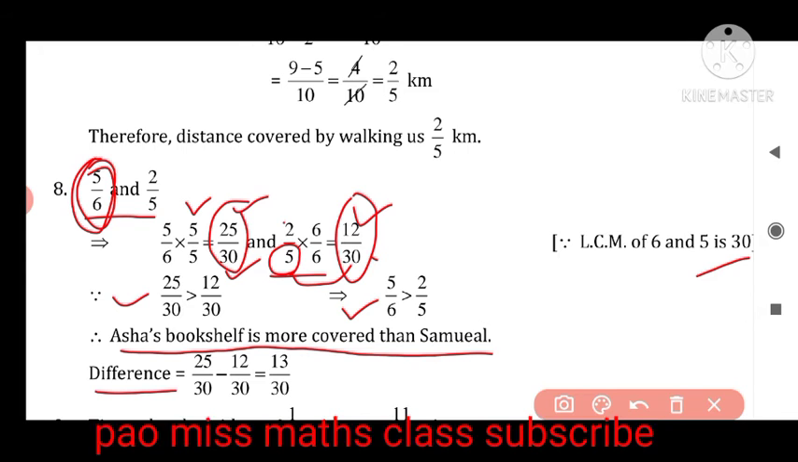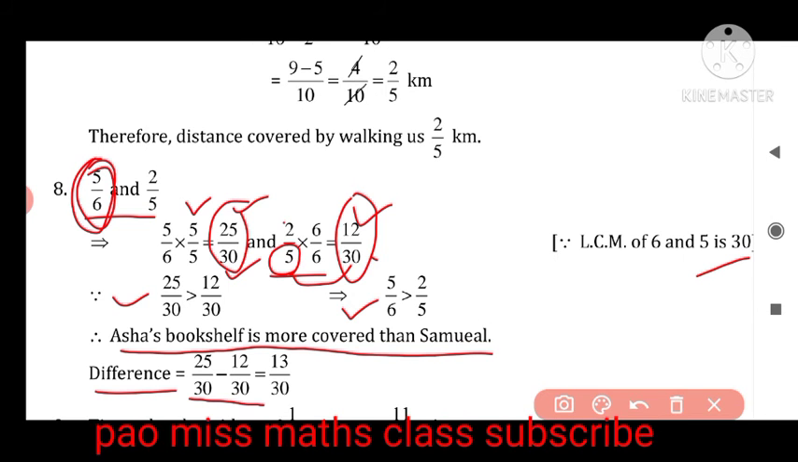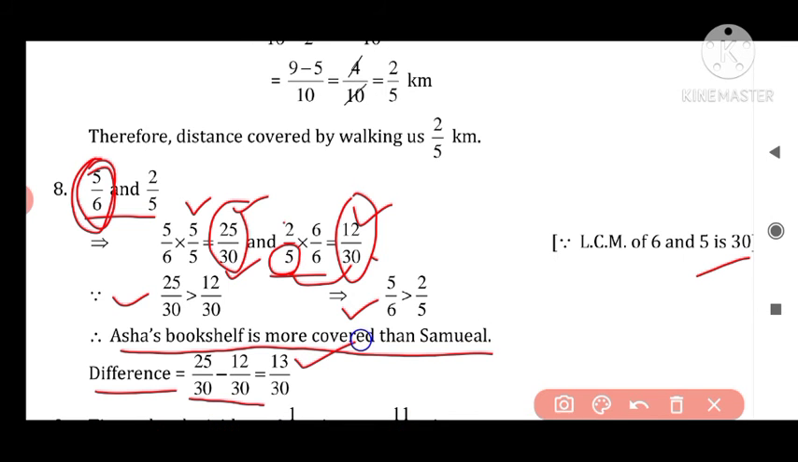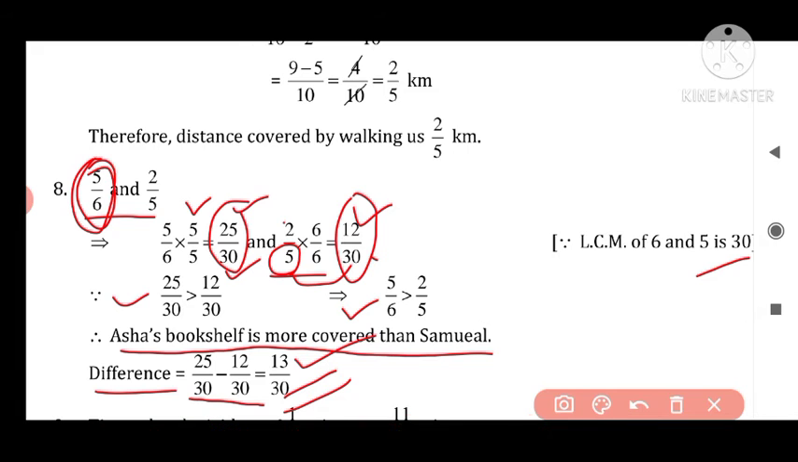That means you will do 25 upon 30 minus 12 upon 30. If they are like terms, then directly you will do minus: 25 minus 12 is equal to 13. So 13 upon 30 is the fraction, the difference fraction. Okay, difference means how much bigger it is. So this was the solution for question number 8.